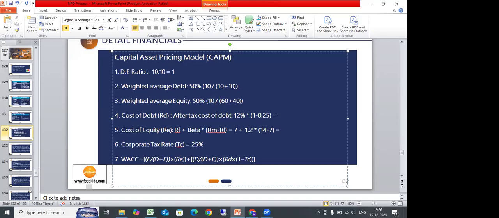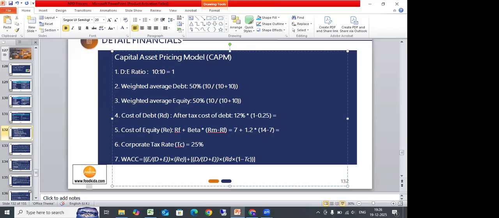That's why I've taken beta on the higher side, 1.2. If you think that your business is more risky, you can take 1.5. There is no standard thumb rule for it. You're getting what I'm saying? Okay, fine. So this is what I have changed accordingly.